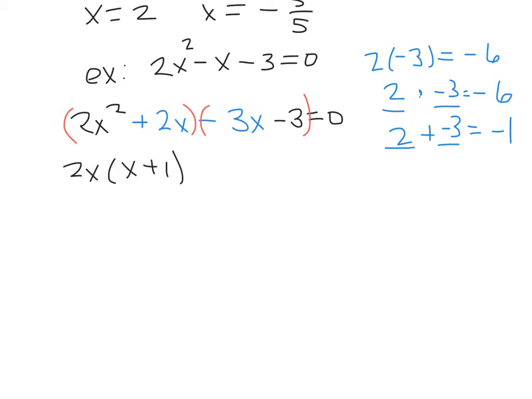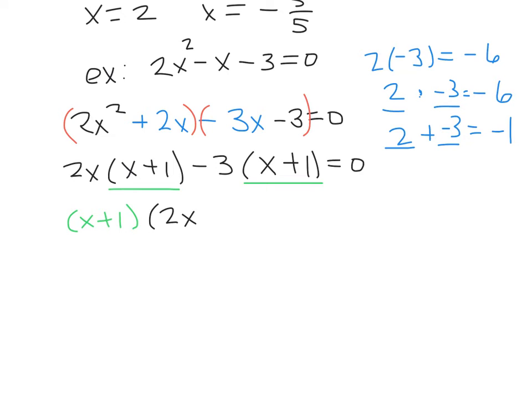In the second group, we can factor out a negative 3, and we'll be left with a positive x plus 1. So in both groups, we end up with this factor of x plus 1, so we bring that out in front. And then write down what we have left. In the first group, we're left with 2x, and in the second group, we're left with a negative 3.